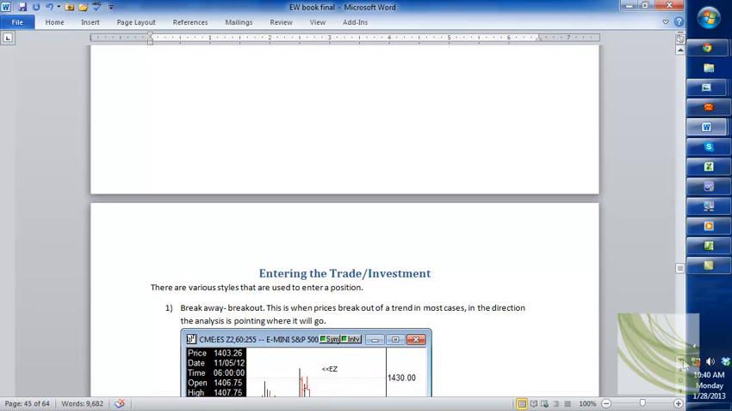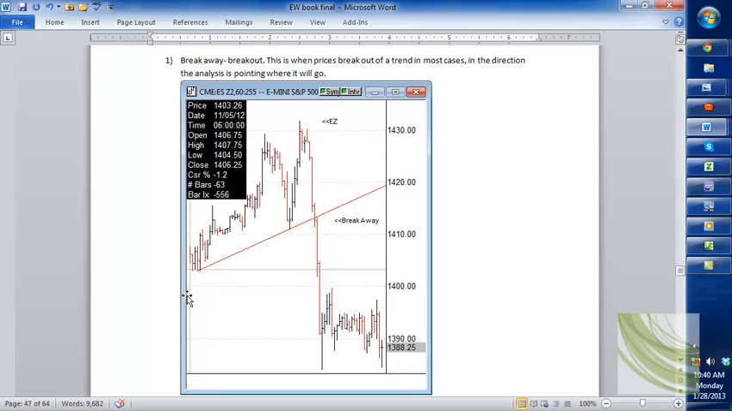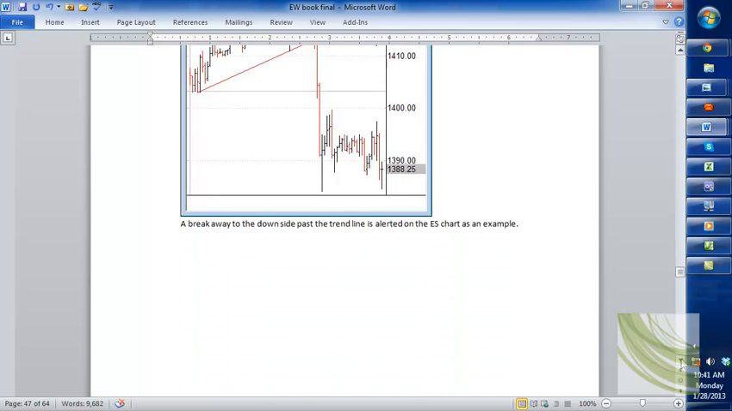Okay, let's talk about entering the trade. How you enter it and what you do in that regard is really up to you, because people have different styles that they're comfortable with. And the three main styles are, first, the breakout type person. Some people like breakouts, so they'll draw a trend line, and when prices break past a trend line or an MLH line or a median line or something like that, they'll use that as an entry point.